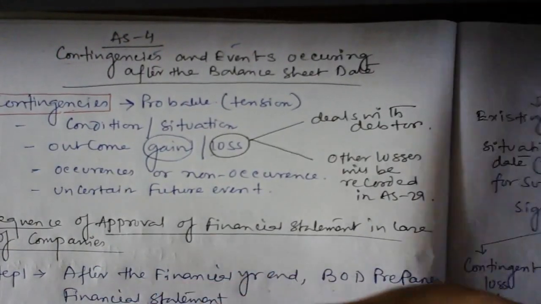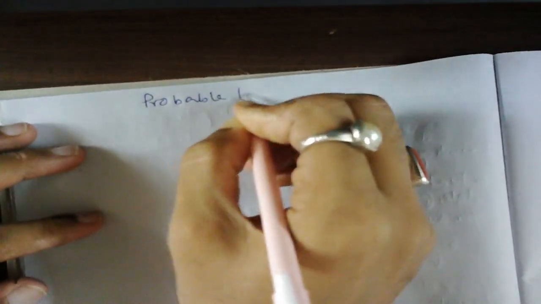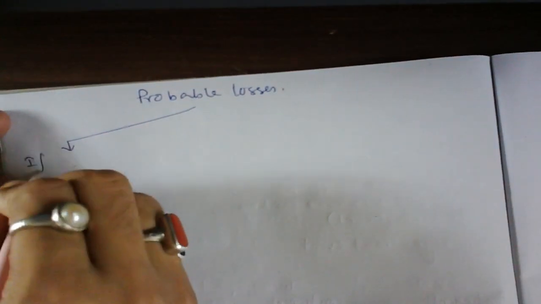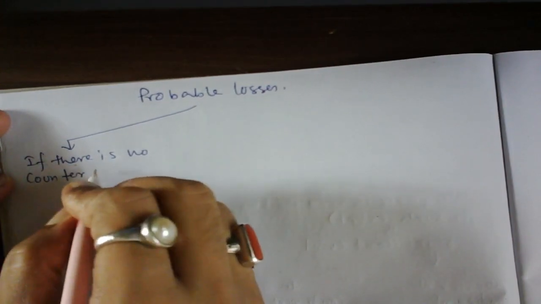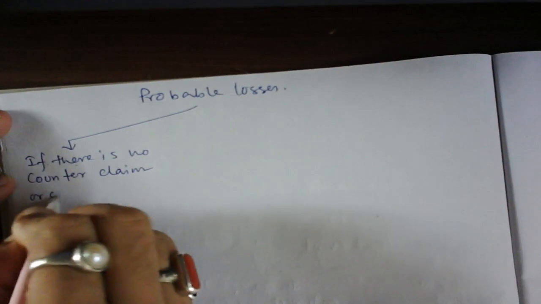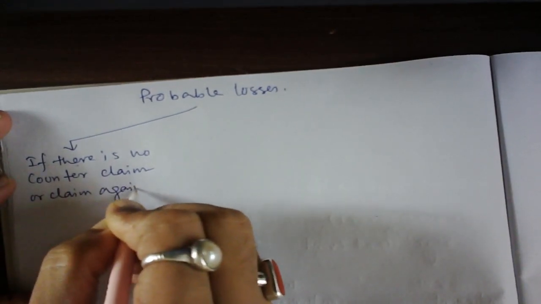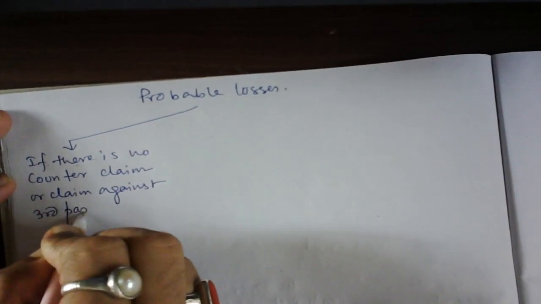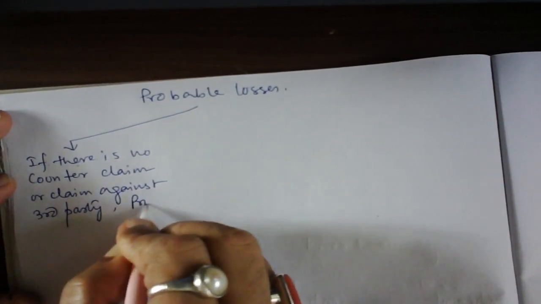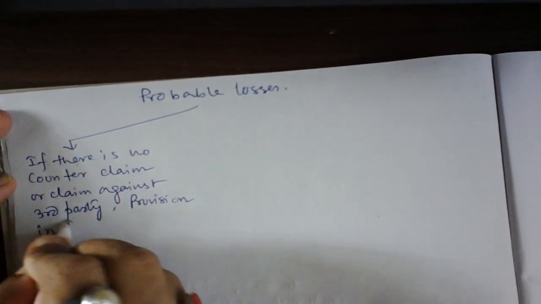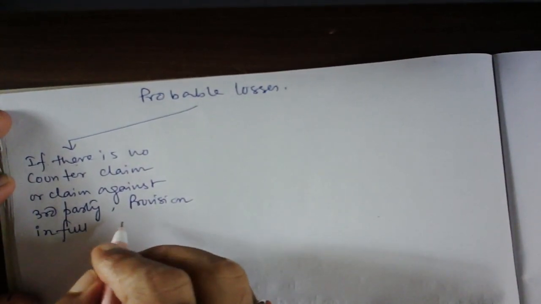ठीक है, तो I am going to write it down. So if you see in case of the probable losses, the accounting treatment related to the probable losses, you can write please. If there is no counterclaim or claim against third party, provision in full for probable loss should be made.